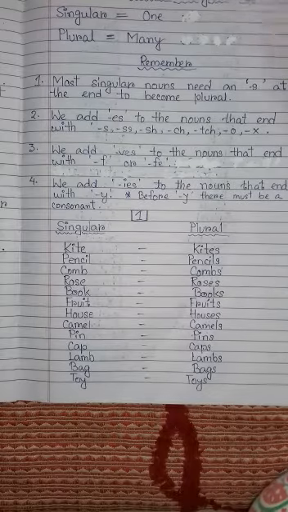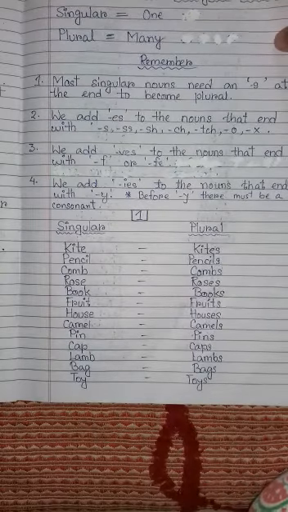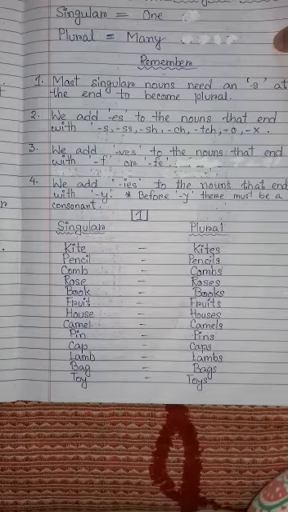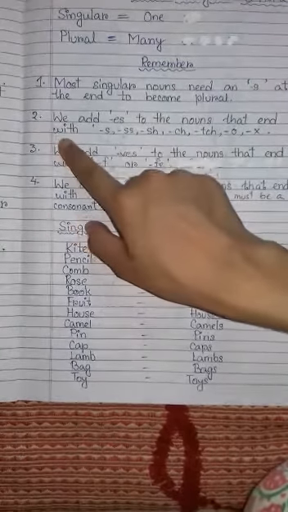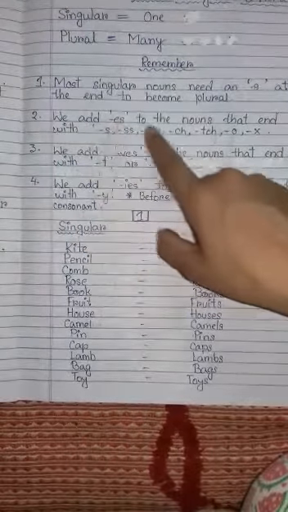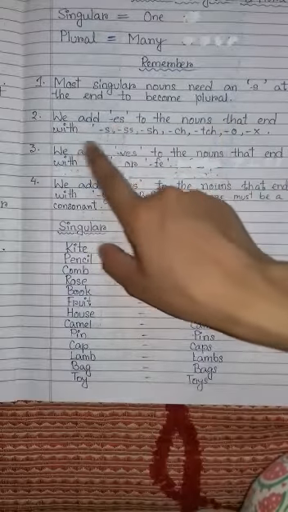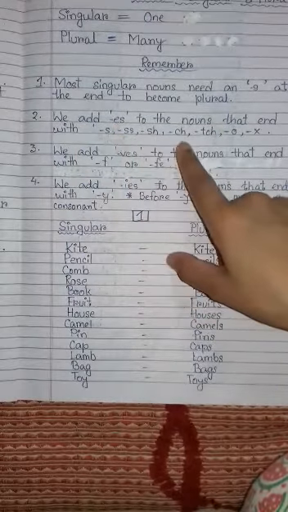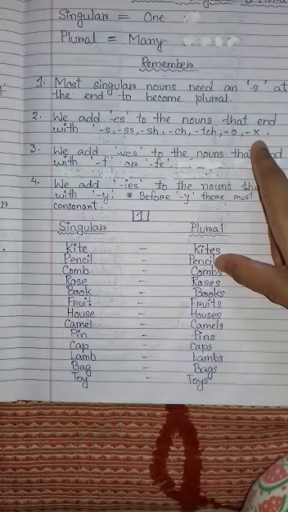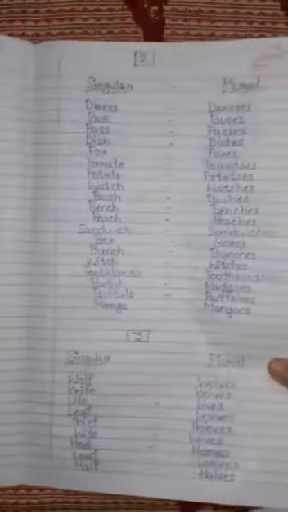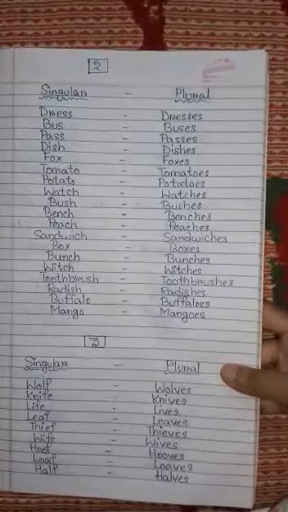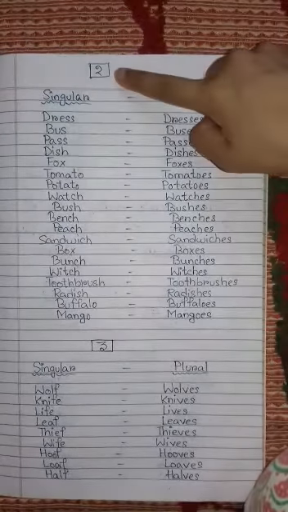Today we will try out some examples for our rule number 2. Rule number 2 tells us that we add es to the nouns that end with s, ss, sh, ch, tch, ox. Let us try out some examples. This is for rule number 2.